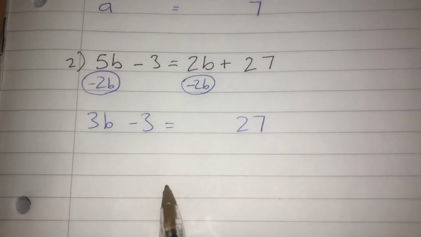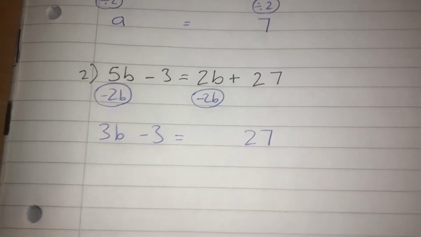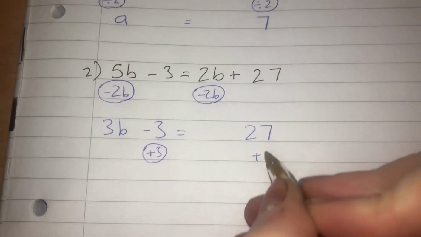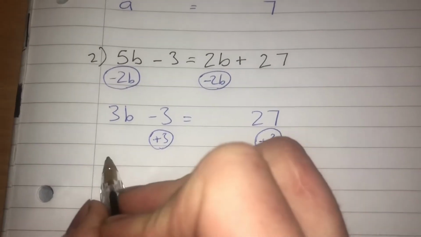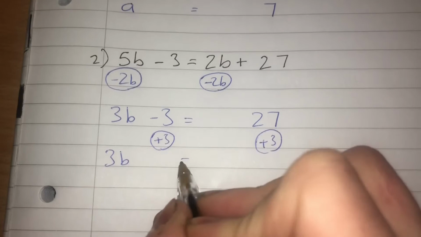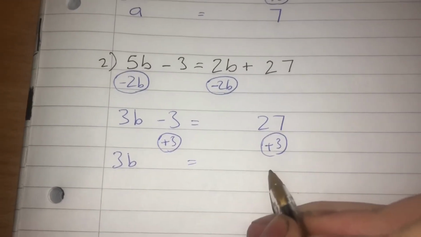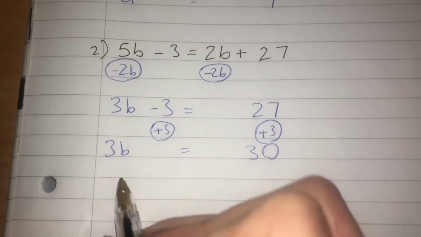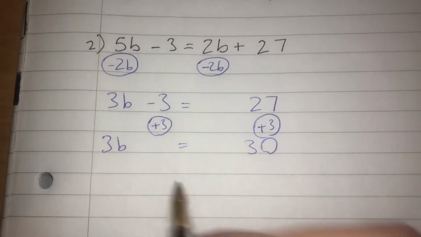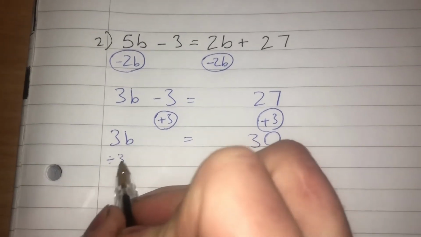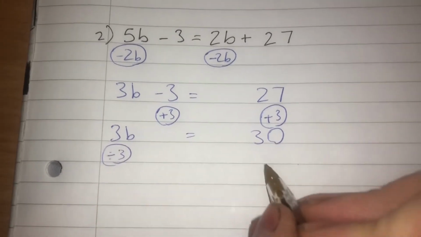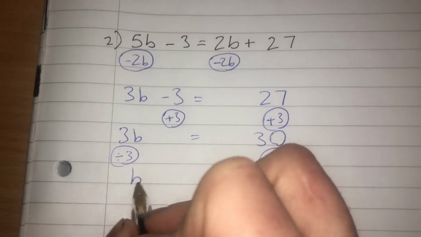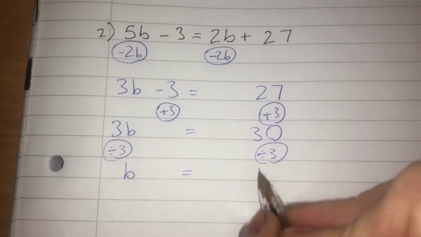Now we've got our two-step equation. Get rid of the minus 3. To get rid of minus 3, I plus 3. But remember, I have to plus 3 to the right hand side as well. So now I'm left with 3b. That's gone. 27 plus 3 is 30. Now all I need to do, 3b = 30, so let's divide by 3, because we don't want 3b, I want 1b. And remember, I have to do it to both sides. So b is therefore equal to 10.